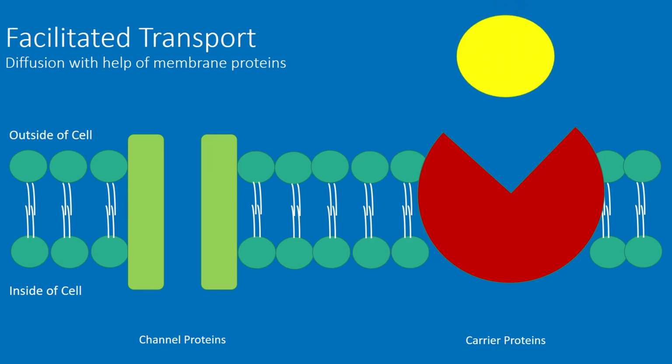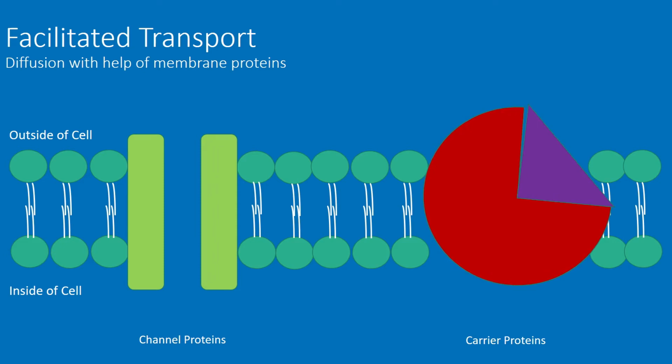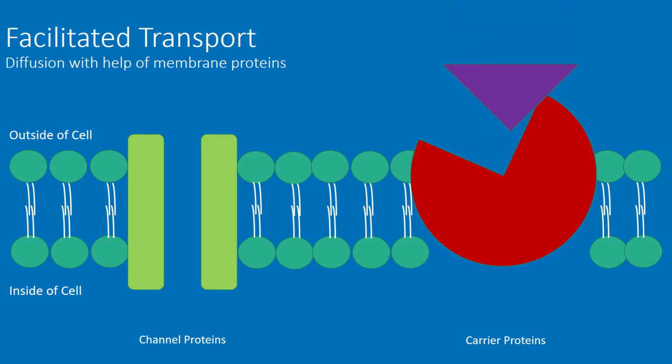Carrier proteins are membrane proteins that physically bond to specific substances. They change shape and move them across. What you just saw was the wrong molecule coming in contact with the carrier protein, and so no reaction occurs. But when the appropriate one bonds to the carrier protein, it brings the molecule in. Some carrier proteins act as pumps, which require ATP, and is a form of active transport, which we will discuss later.